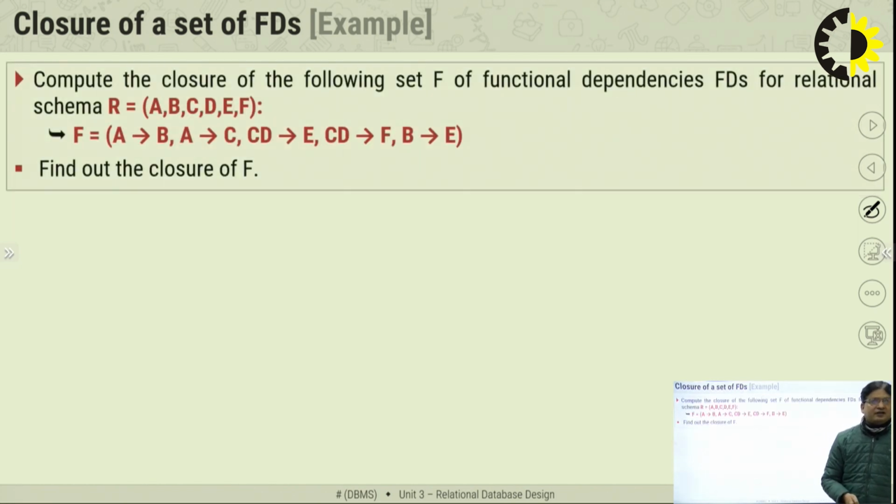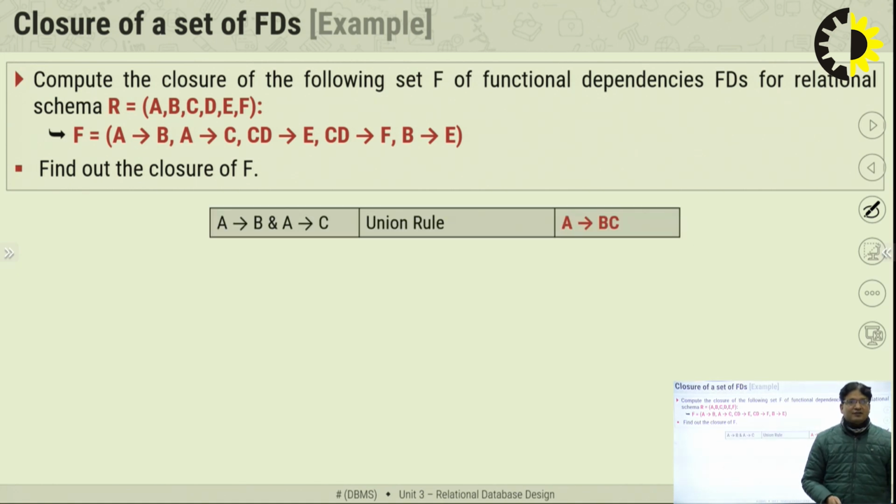now let us consider one more example. There is a relation R having the attributes A, B, C, D, E, F, and the set of FDs are given. A determines B, A determines C, CD determines E, CD determines F, and B determines E. Now we have to find the closure of F, means we have to derive some new FDs.